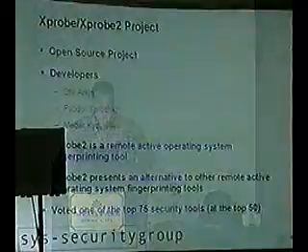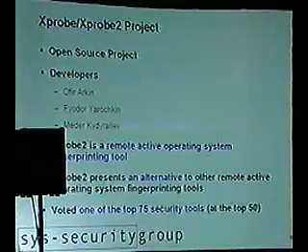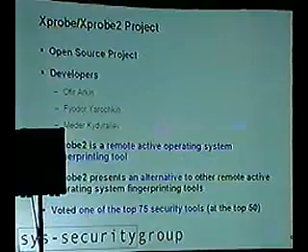The Xprobe2 project is an open source project which has 3 developers: myself, Fyodor Yarochkin, the other Fyodor if you didn't know, and Meder Kydyraliev. Two Russians and 1 Israeli living in basically 3 different time zones, which is kind of interesting. What is Xprobe2?